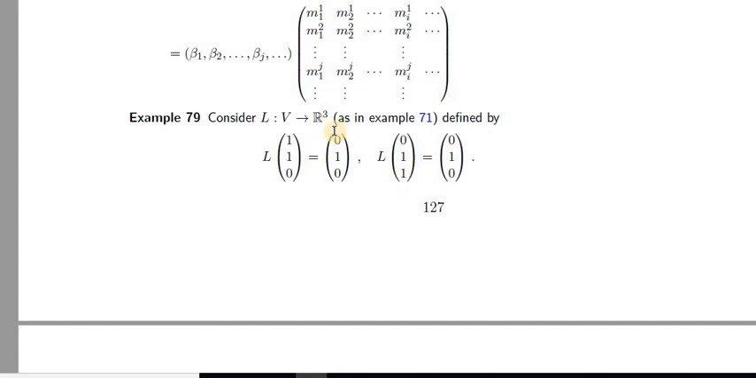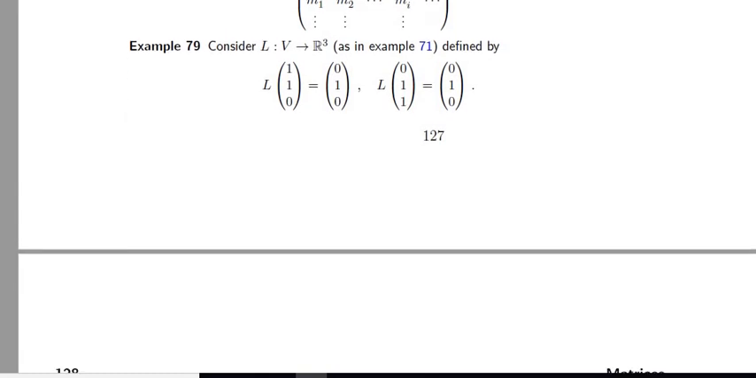So to express the linear transformation L, it's enough to express L on those two basis vectors. And suppose in this case, the linear transformation of (1, 1, 0) is (0, 1, 0). The linear transformation of (0, 1, 1) is also (0, 1, 0). All right? So we have our linear transformation specified on our two basis vectors.